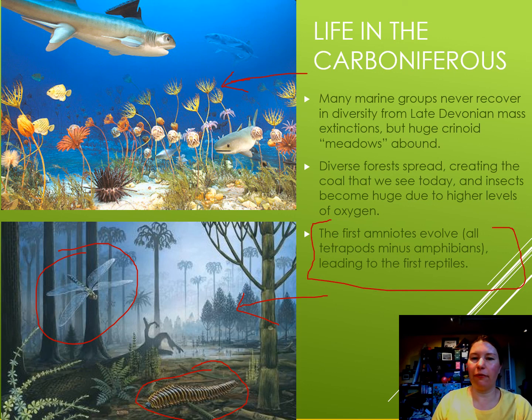Okay, and then something very special happens, the most special thing probably in the evolution of our ancestors, the first amniotes. This is going to be all the tetrapods minus amphibians. So an amniotic egg is basically referred to as a pond within a shell. It's an egg that has enough moisture and a protective shell that it can be laid on land.